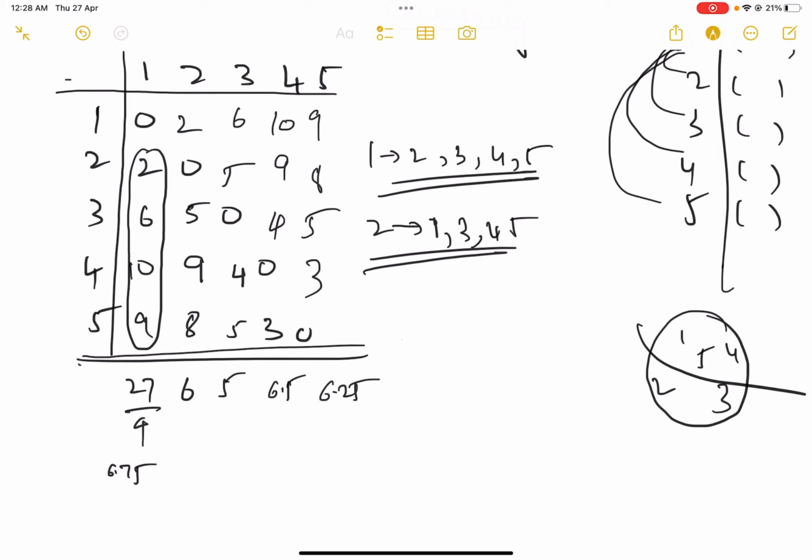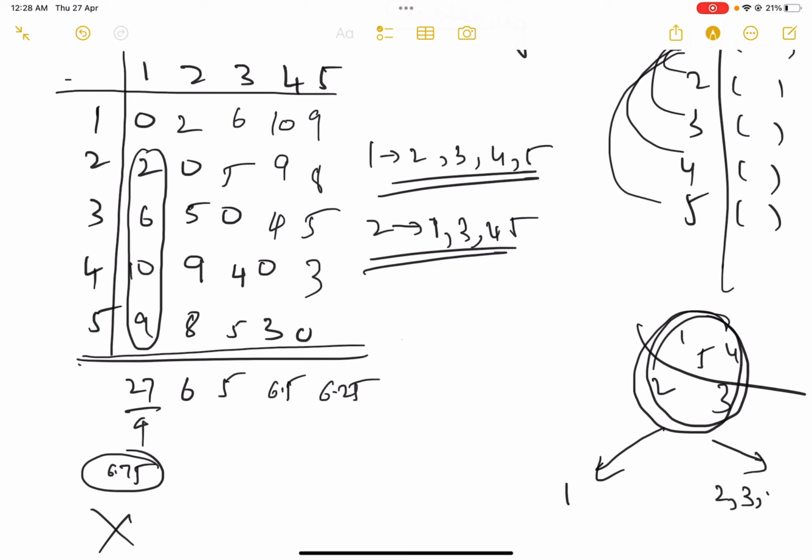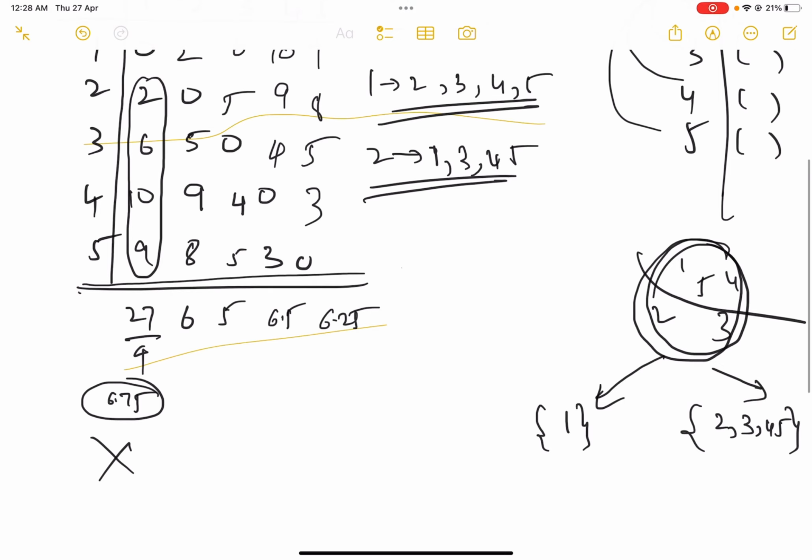Which is the highest? The highest is node number 1. So we remove it and give it to a separate cluster. So as we said, we are initially starting with all the nodes that we have. Now we are separating out 1 and 2, 3, 4, 5. Right. Now moving on, the next step.